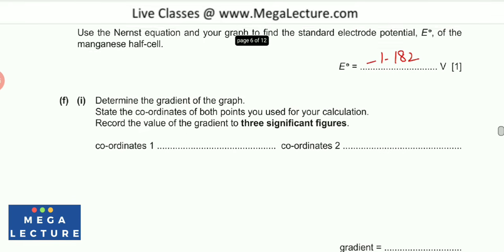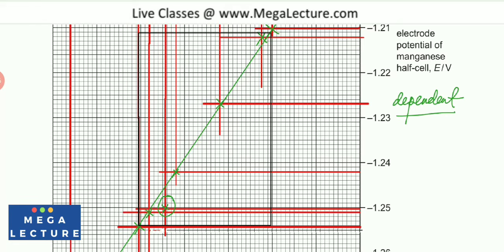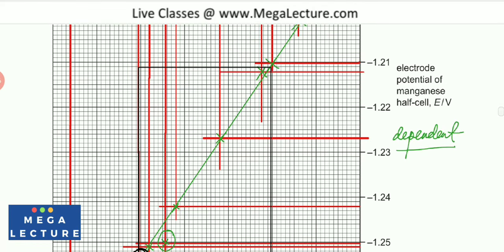Let's move to the next part of the question, which is: determine the gradient of the graph. State the coordinates of both points you use for your calculation and record the value of the gradient to three significant figures. Make sure you get the significant figures right. So let's draw the gradient of the graph. When you're trying to draw the gradient, let's make two points, one over here and the other one at the top over here. Make sure you draw these construction lines.